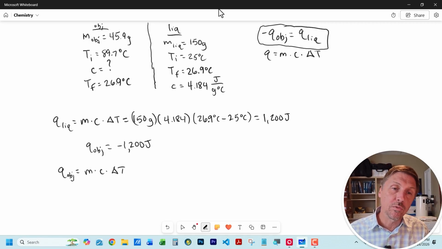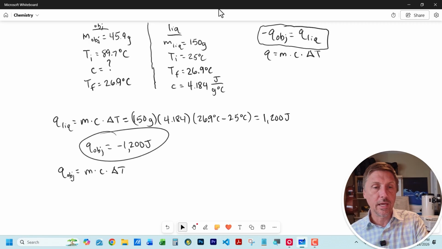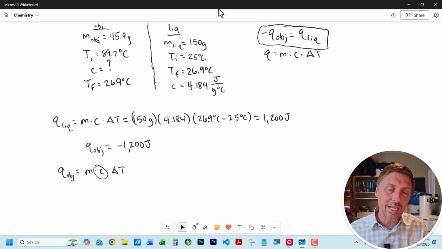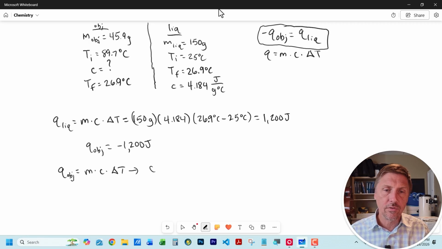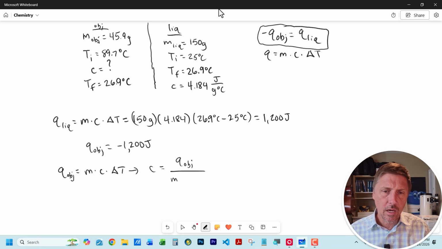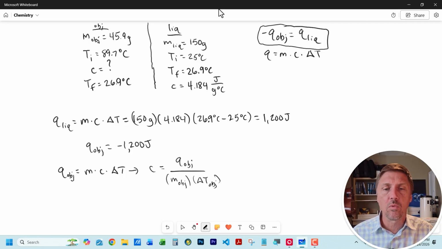Now, we're not looking for the Q. We already know the Q, right? We just calculated that. But what the problem asked us for was what's the C of the object, the specific heat capacity of the object. So we're going to rearrange this equation and solve for C. And we divide both sides by mass and the change in temperature to get that the C of the object is equal to the Q of the object divided by the mass of the object times the change in T for the object. Right, just putting object down there so we're clear. These are specifically the values for the object.